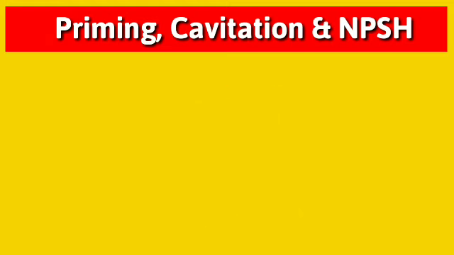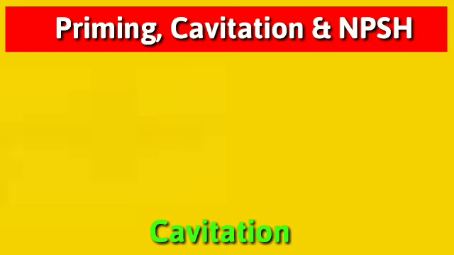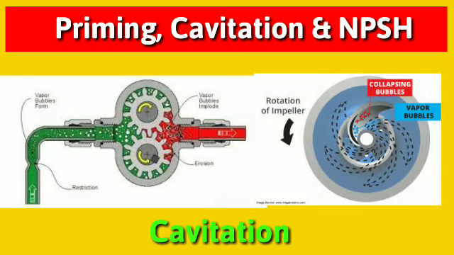Next term is cavitation. So guys, you know that a pump in its suction side creates a negative pressure, that is, below the atmospheric pressure. Because of this negative pressure only, it can suck a liquid. But if this negative pressure goes below the vapor pressure of the liquid, then there will be bubble formation in the liquid because the liquid will start vaporizing. These bubbles will go to the pump casing. But on the discharge side, there is a positive pressure. There is no negative pressure.